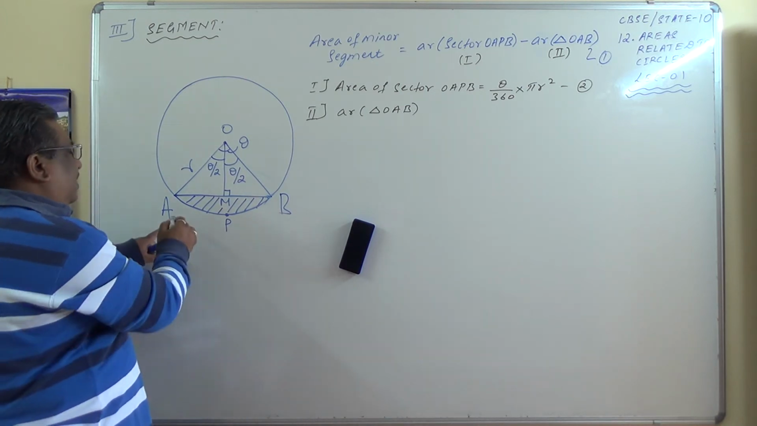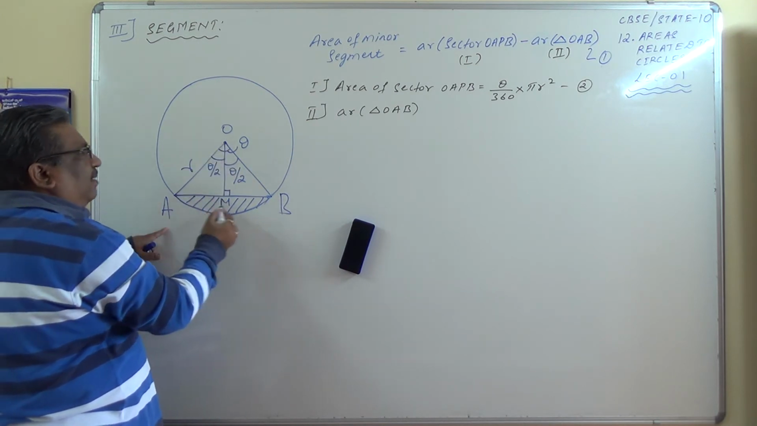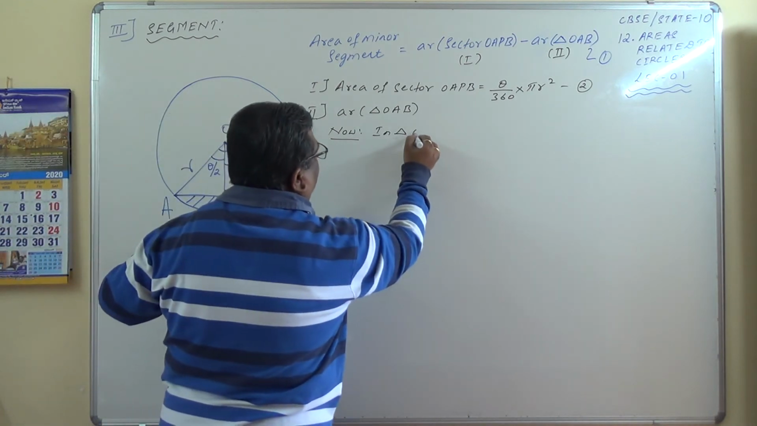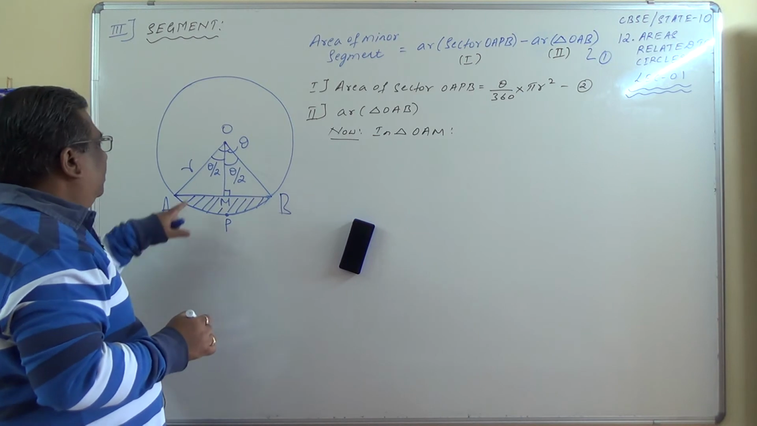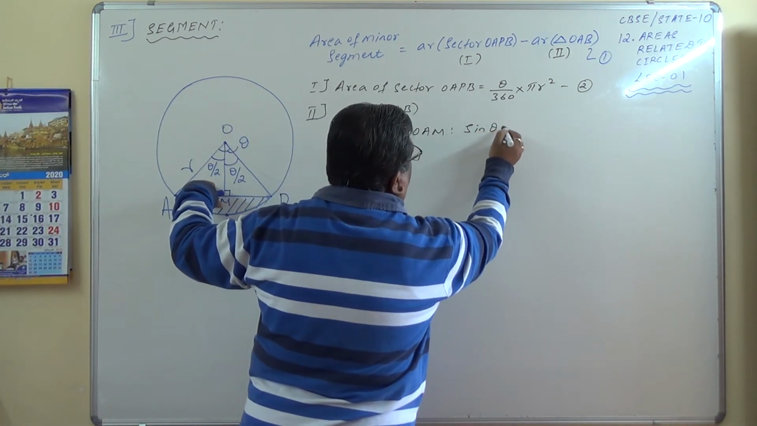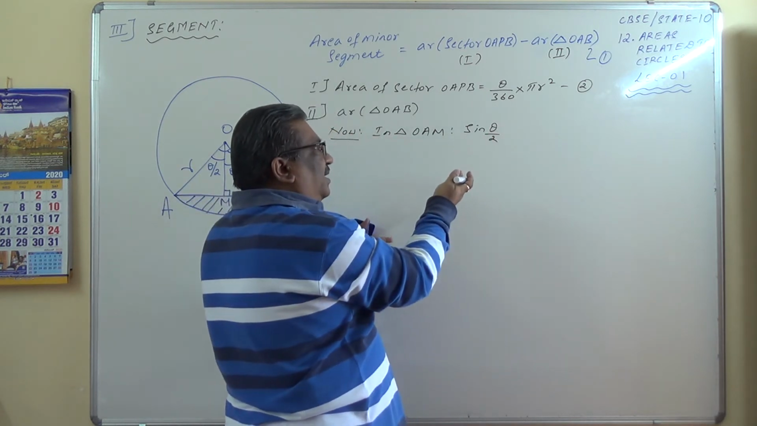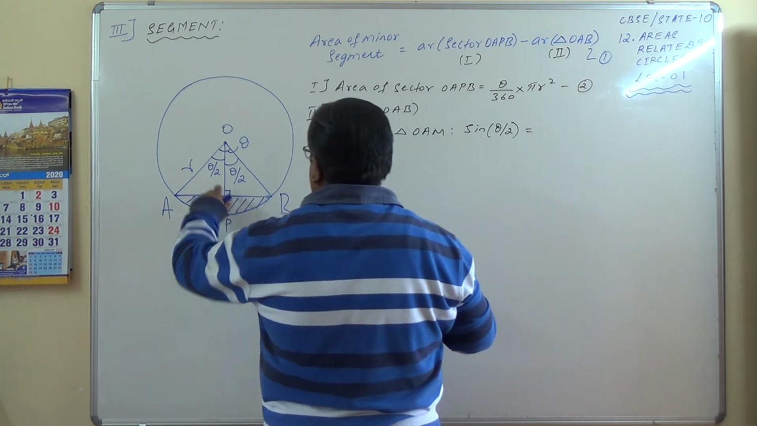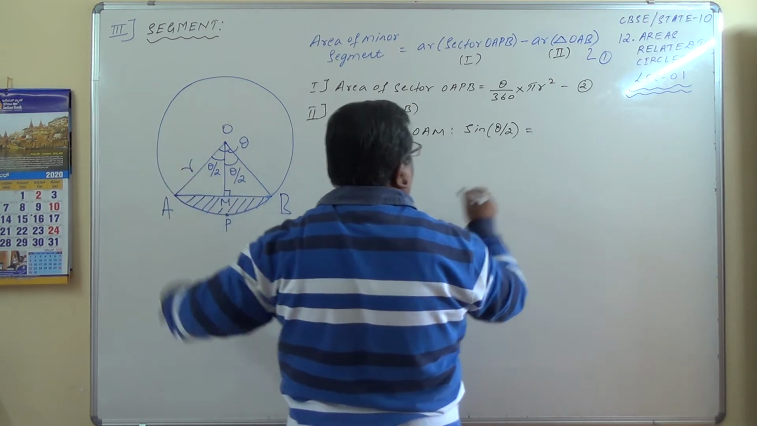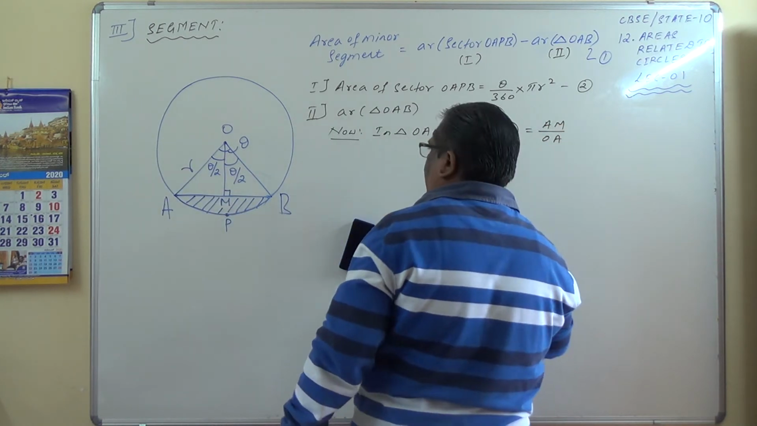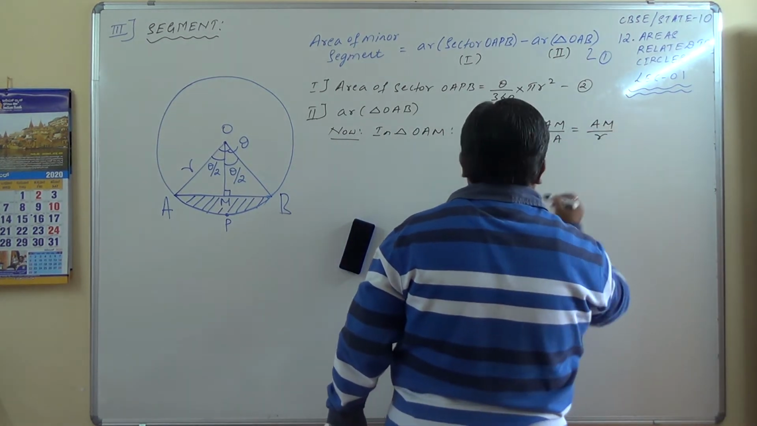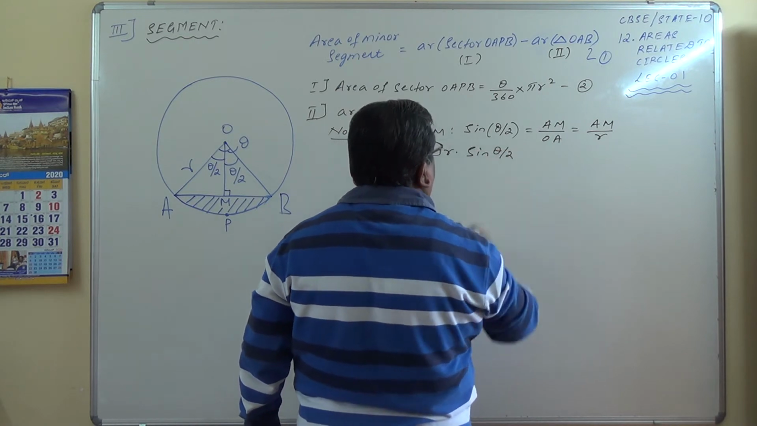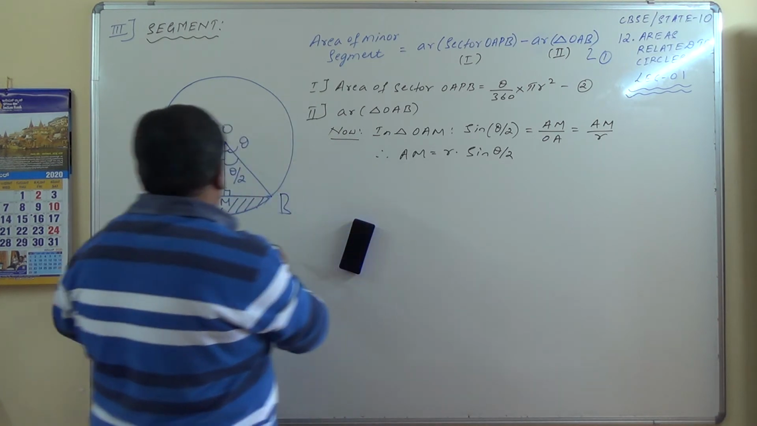So listen very carefully. In triangle OAM, sin theta by 2, meaning sin of the bracket theta by 2, is equal to opposite by hypotenuse, AM by OA, which is equal to AM by R, and therefore AM equals R into sin theta by 2. This is AM here.